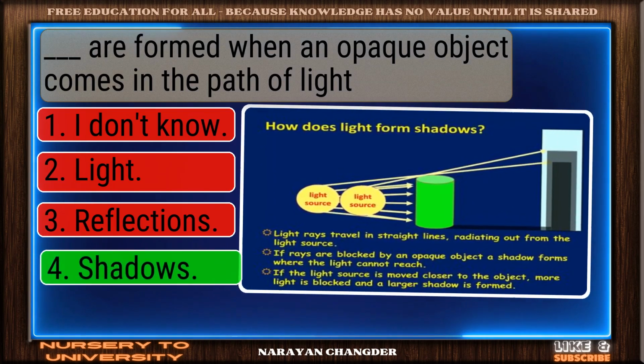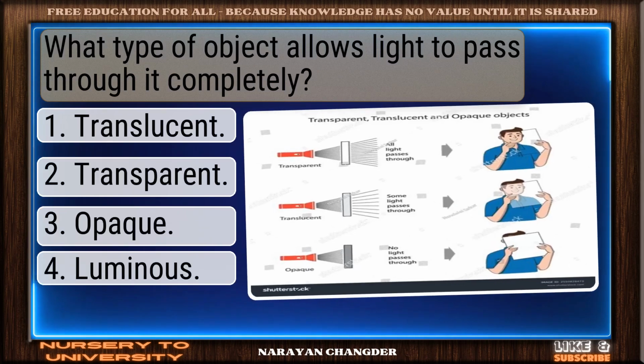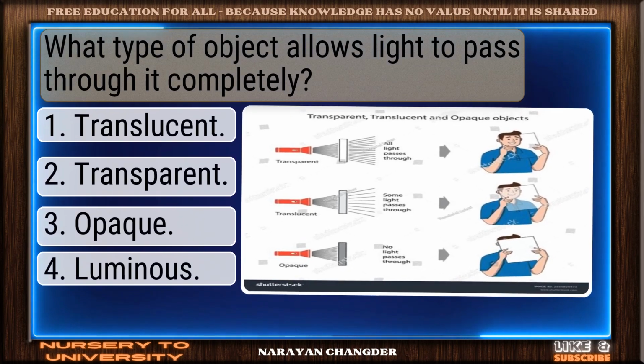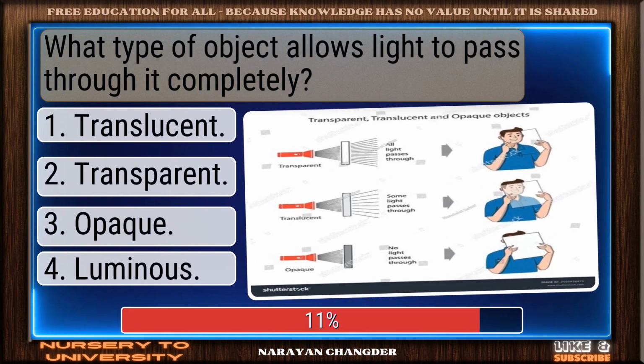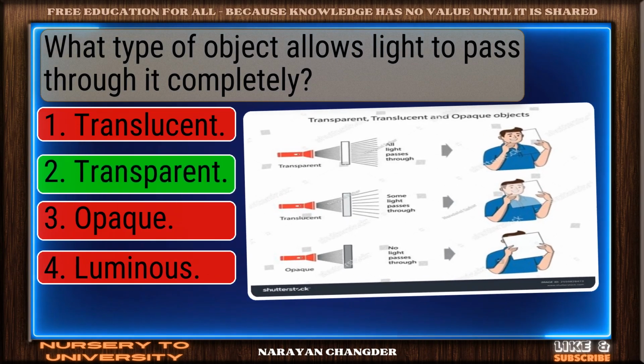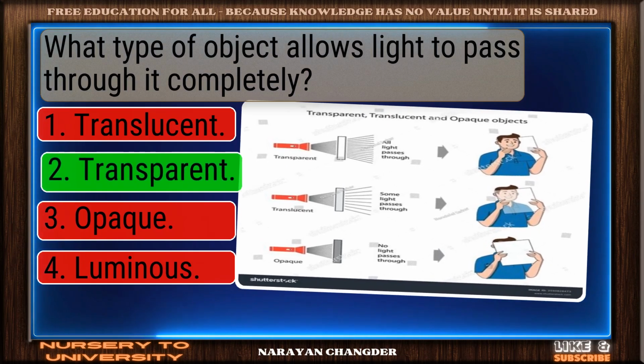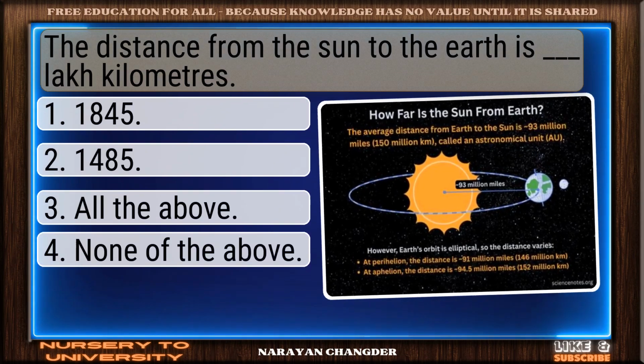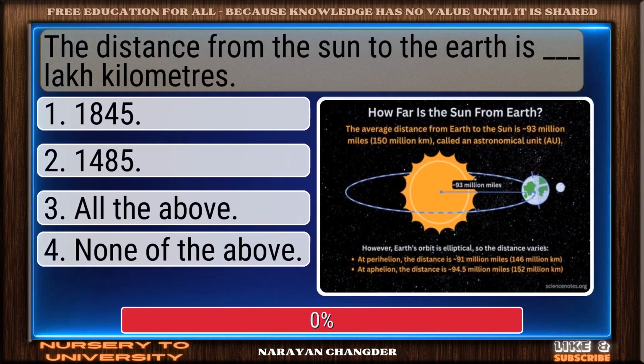Excellent. Shadows is a brilliant choice. What type of object allows light to pass through it completely? Perfect. Transparent is the correct choice. The distance from the sun to the earth is dash lakh kilometers.